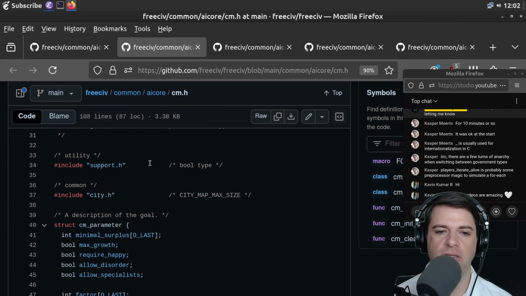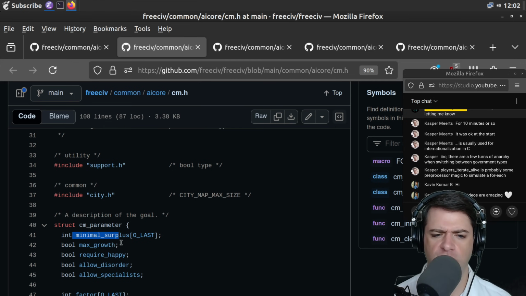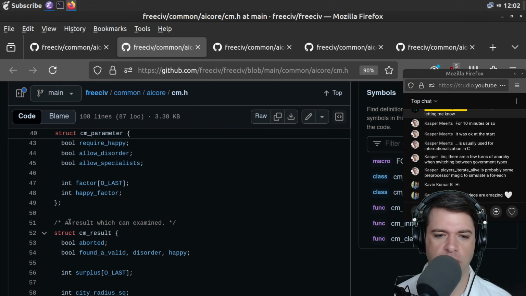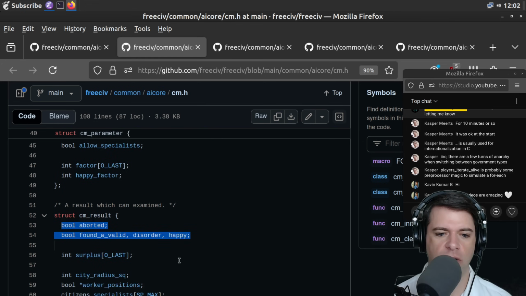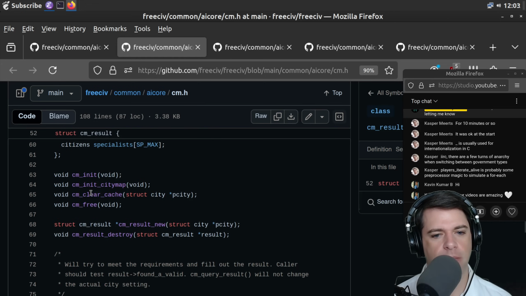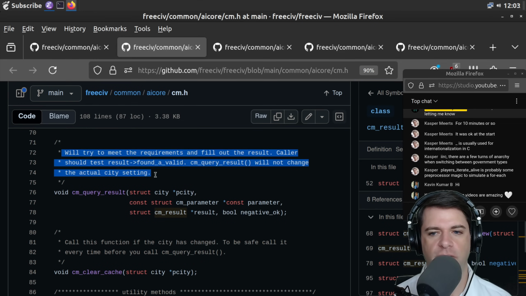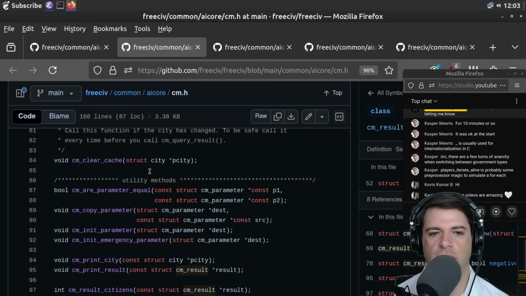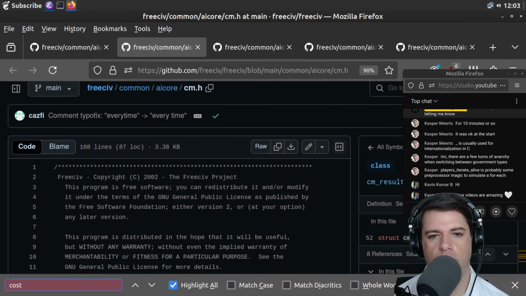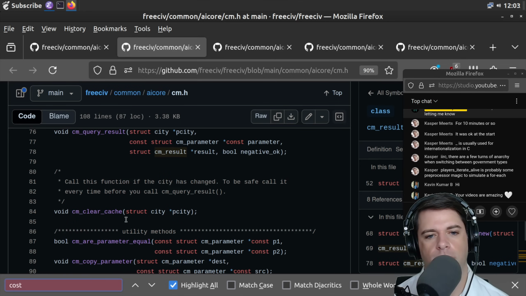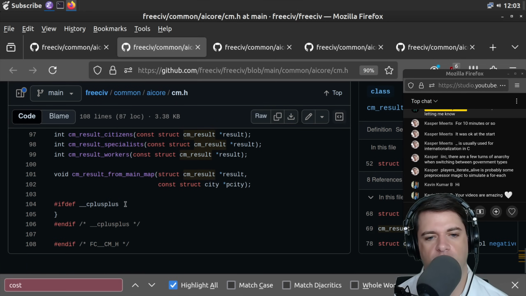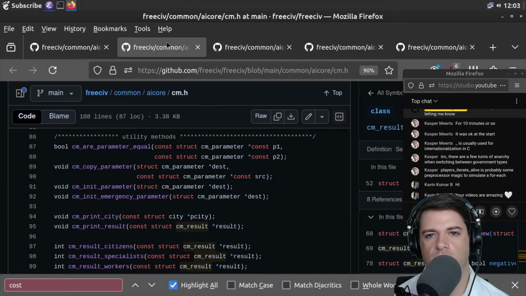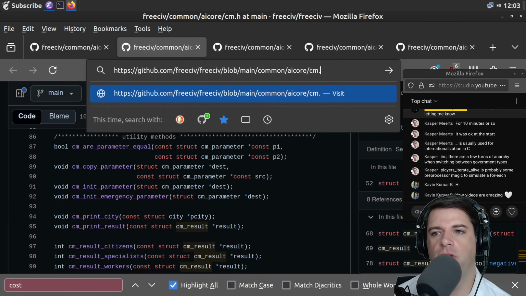So CM, I don't know what CM is. We have a descriptor of the goal, CM parameter. Minimal surplus, max growth, require happy. CM result. Aborted, found a valid disorder, happy. Maybe city something. We'll try to meet the requirement and fill out the result. Oh, no, this is cost. I think this is related to the cost stuff. No? There's some cache stuff. We're clearing a cache. Do we have the implementation? Is it CityMap? CityMap's another file, though.